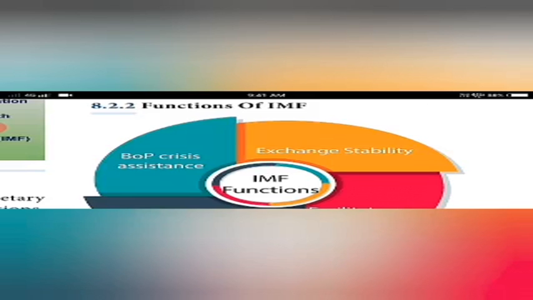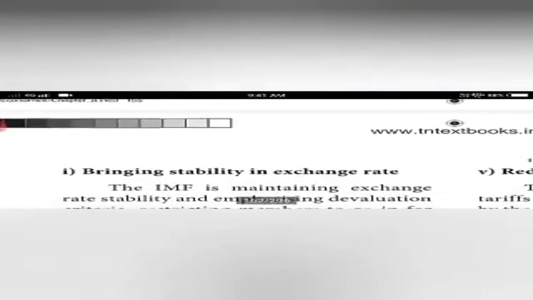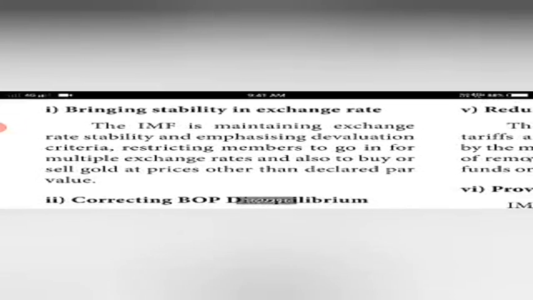What are the functions of IMF? Bringing stability in exchange rate. Correction of BOP disequilibrium. Determining par values. Balancing demand and supply of currencies. Reducing trade restrictions. Providing credit facility. These are the functions of IMF. Let us see one by one. Bringing stability in exchange rate.